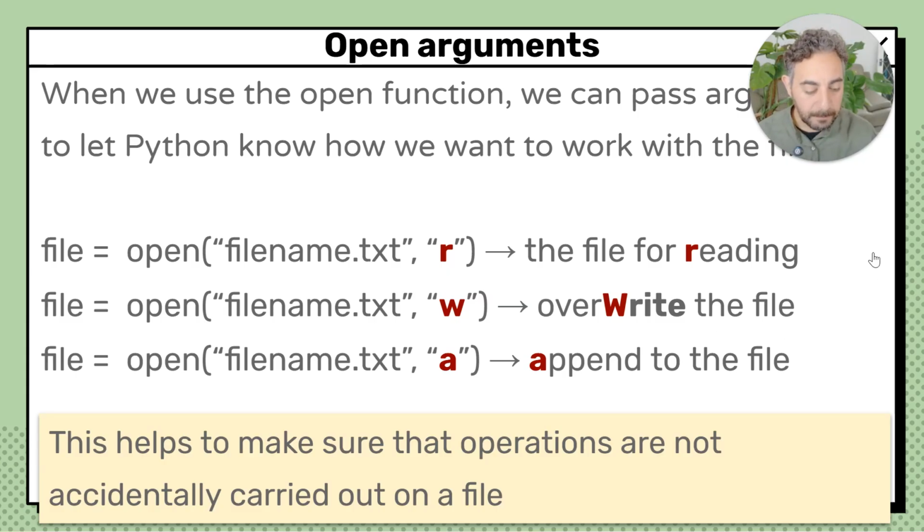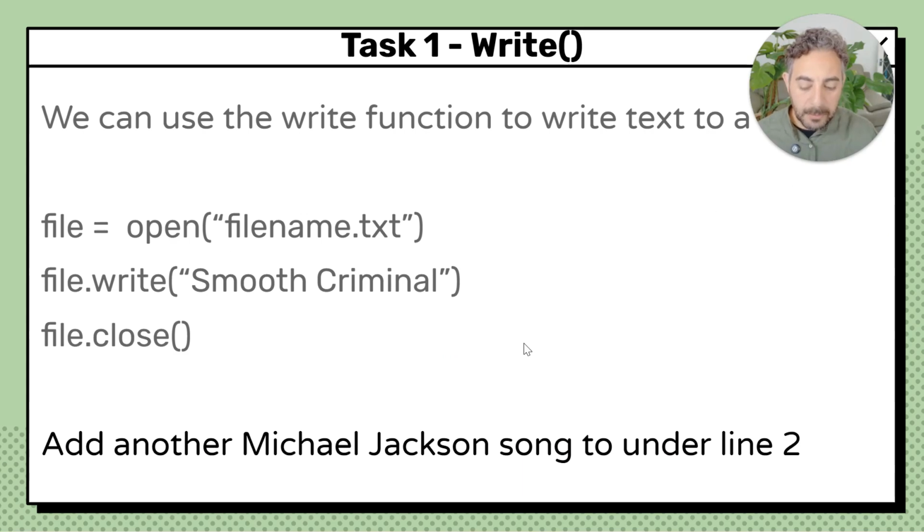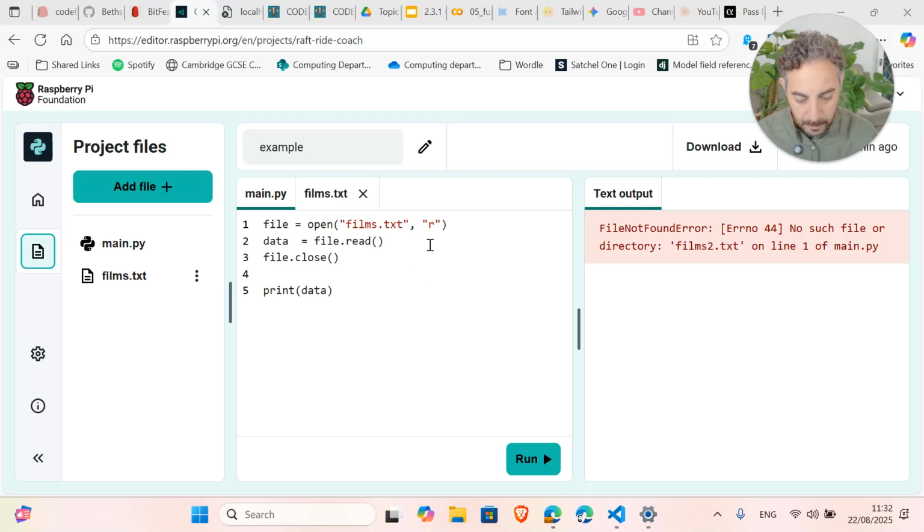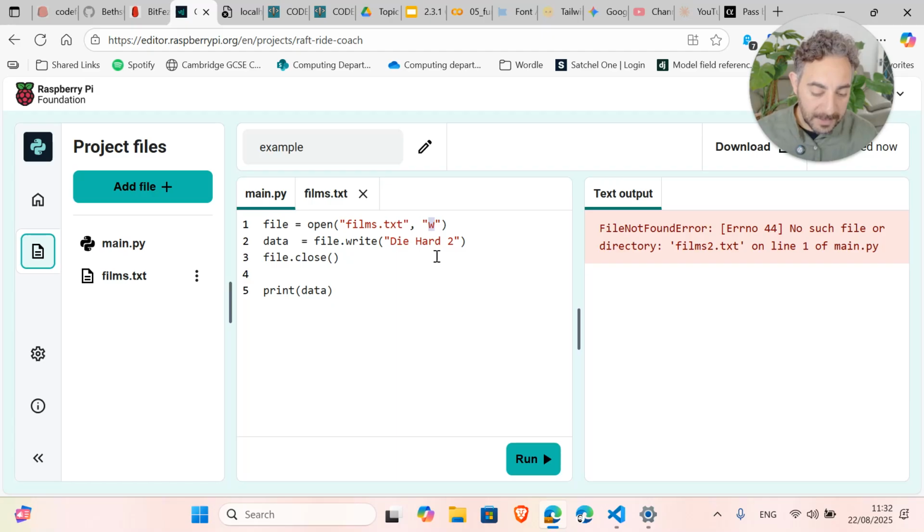Let's give that a go. To do that, I'm going to use the write command. So another operation I can use once I've opened the file is the write. And as you can see here, I'm going to put the title of the film, or in this case, this is a song, into a string. And let's try run it and see what happens. So I'm going to change the R to a W and use the file write command. And I'm going to add Die Hard 2. Now, as we said, because I've used the W command, it should overwrite the data already in the file.